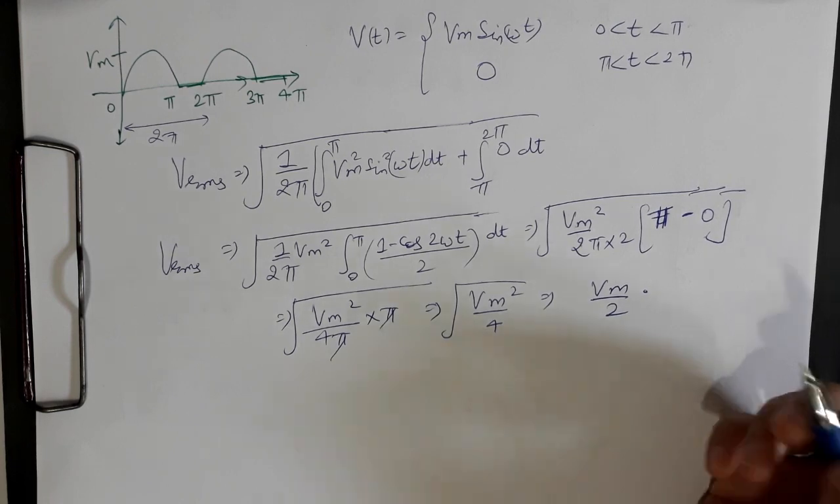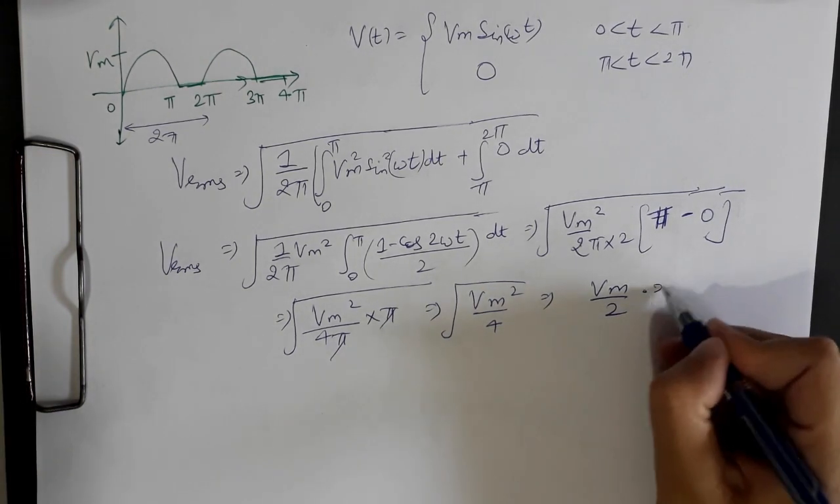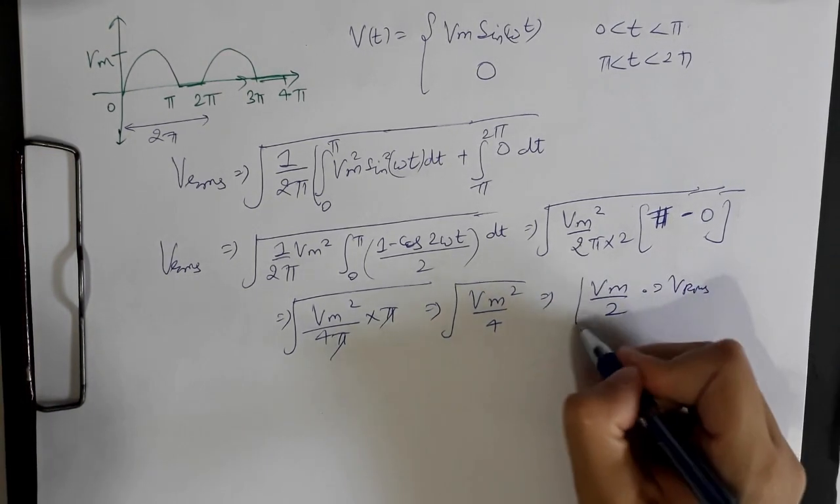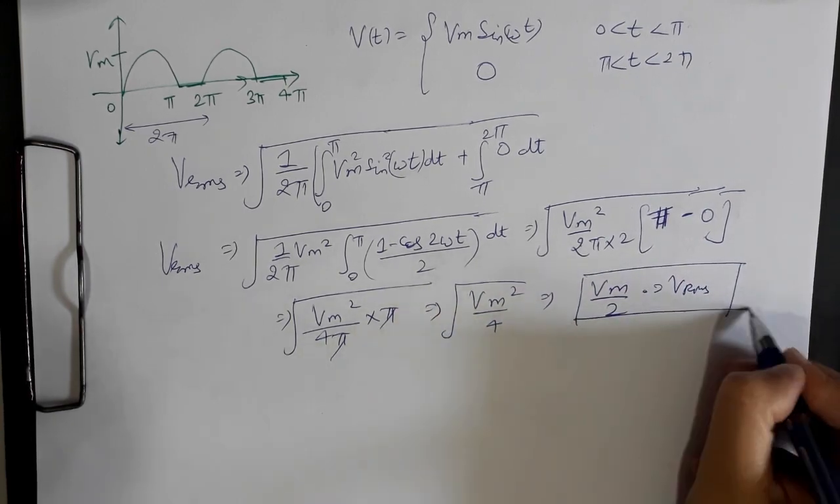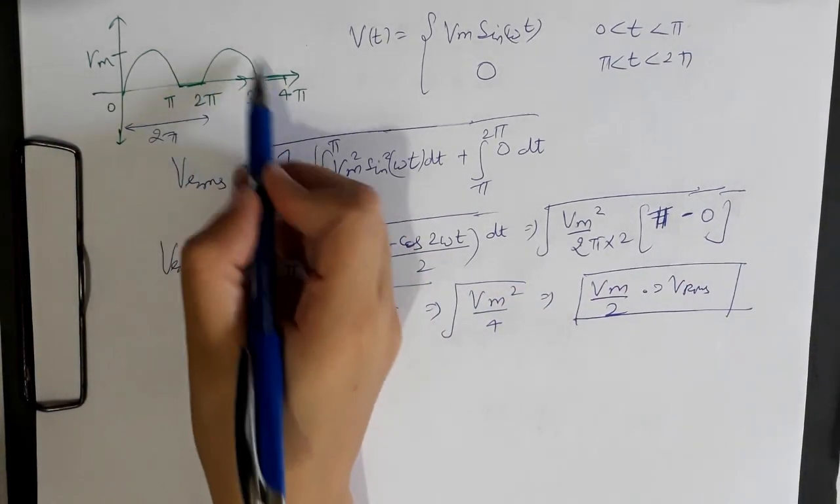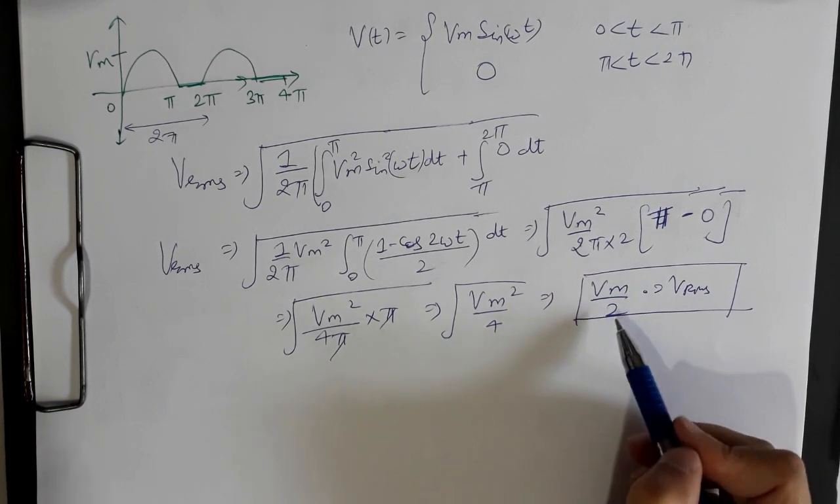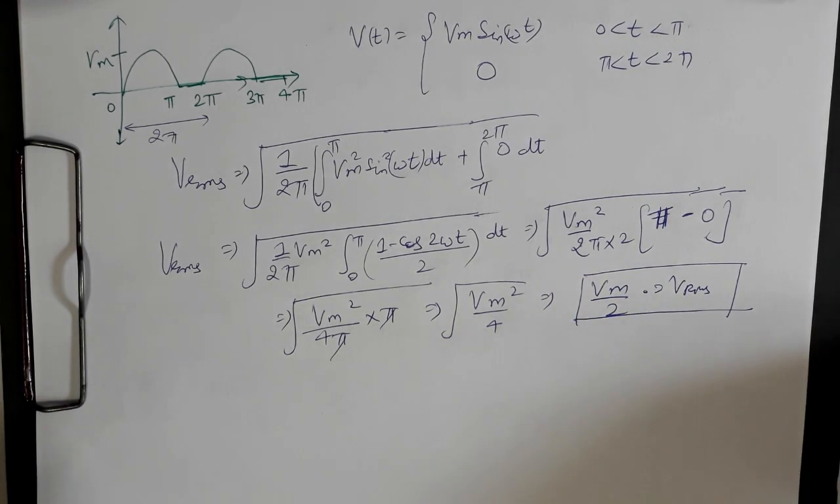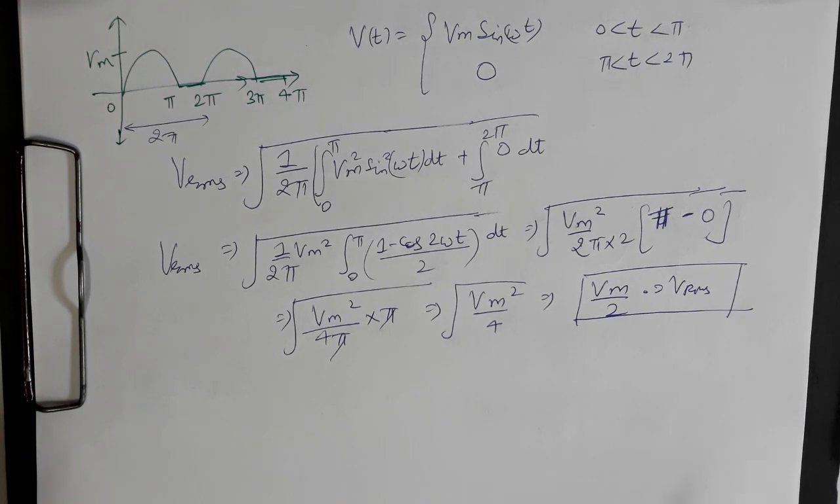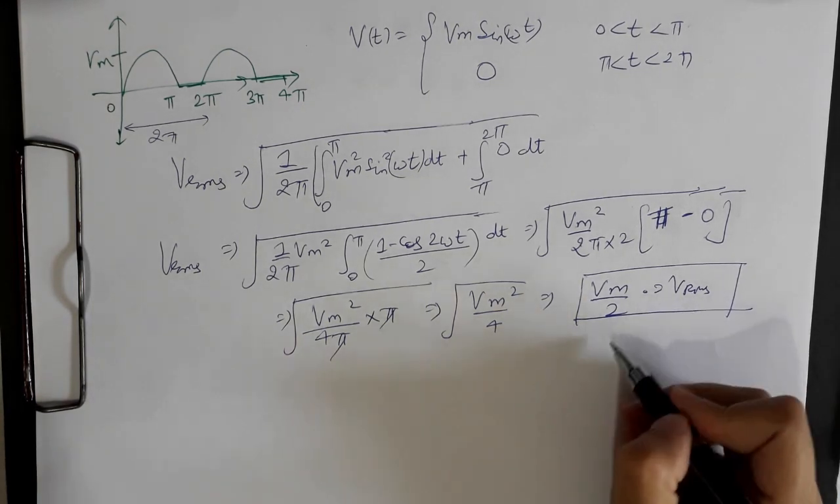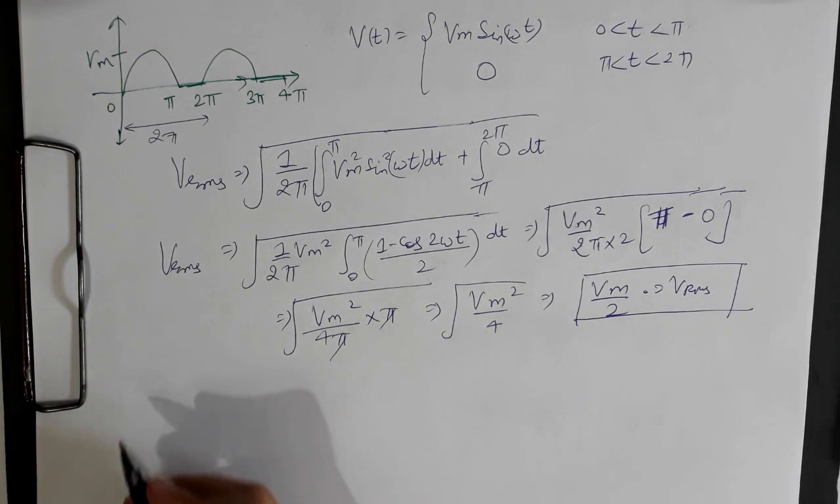So friends, the Vrms of this waveform is Vm upon 2. Basically this is a half wave rectifier which has a value Vm upon 2, and last जो हमने वेवफॉर्म की थी that was full wave rectifier, and there we get value Vm upon root 2 Vrms.